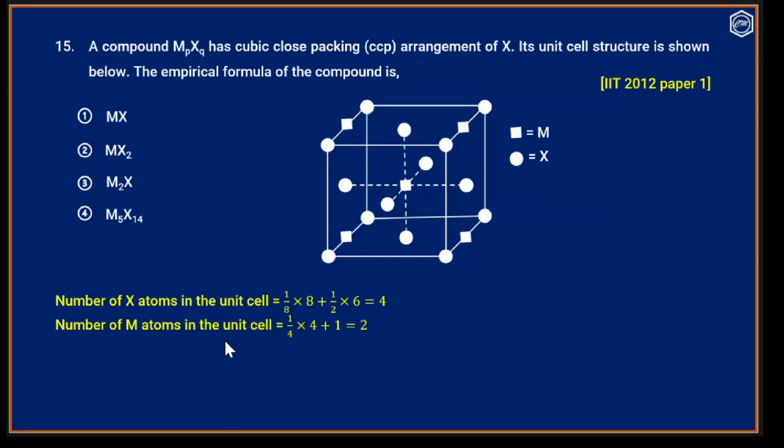The number of M atoms in the unit cell: it is only at 4 edge centers. One edge is shared by 4 unit cells, so it is 1 by 4 into 4. And this one is within the unit cell. So the total number of M atoms will be 2. So the ratio of atoms M is to X is 2 is to 4, or 1 is to 2. Therefore the formula is MX2. Option 2 is correct.